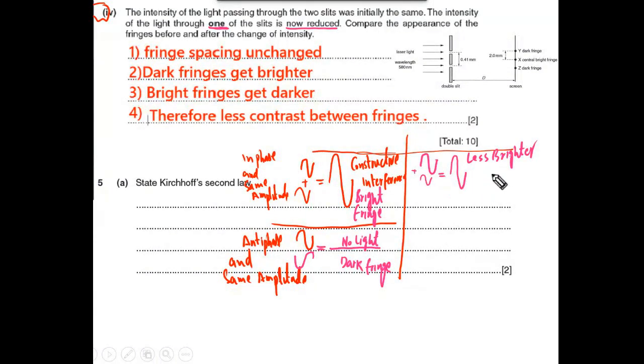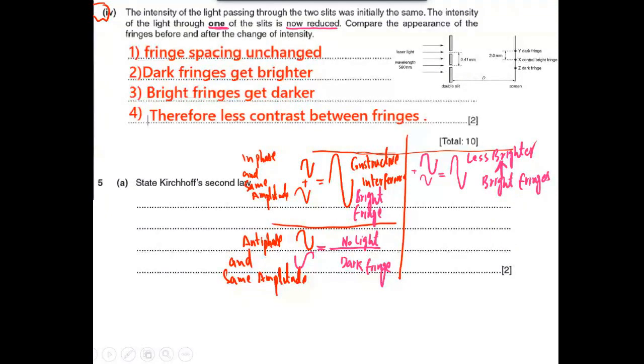Now, this is for constructive interference. So it means the bright fringes will be less bright. We will say the bright fringes in this case will be less bright.